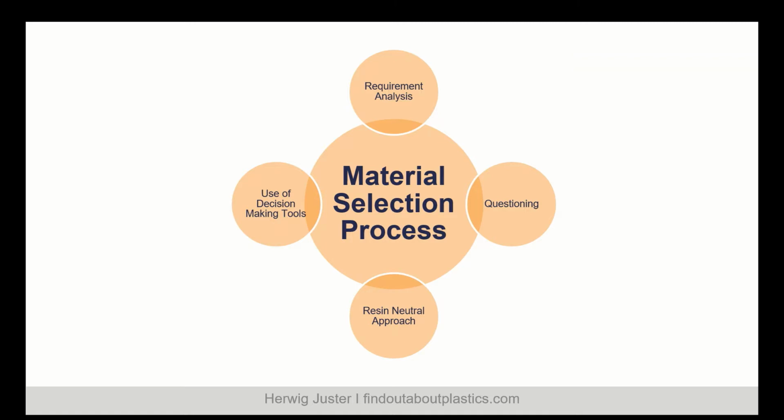Okay, so these were four tips: requirement analysis, questioning, resin neutral approach, and the use of decision making tools to improve the overall polymer material selection process.